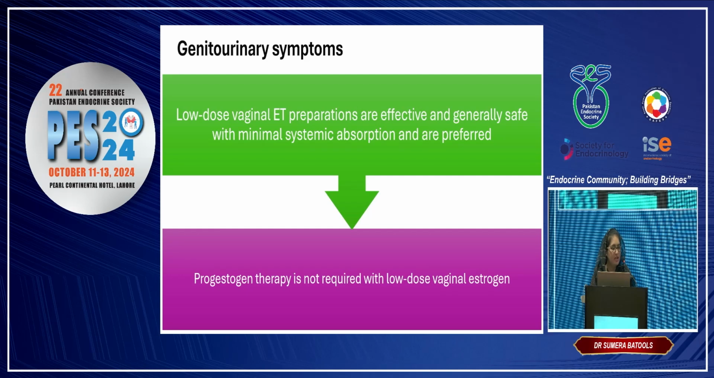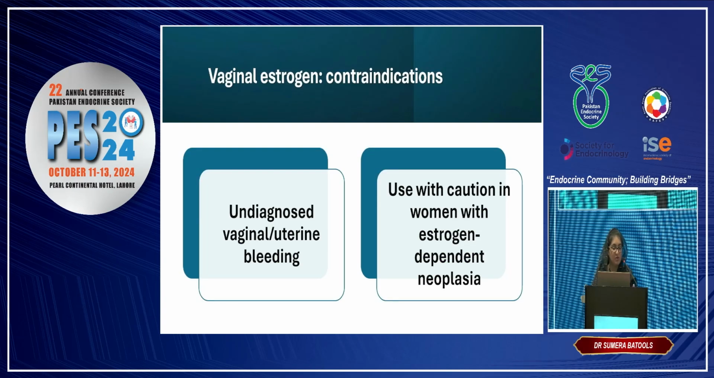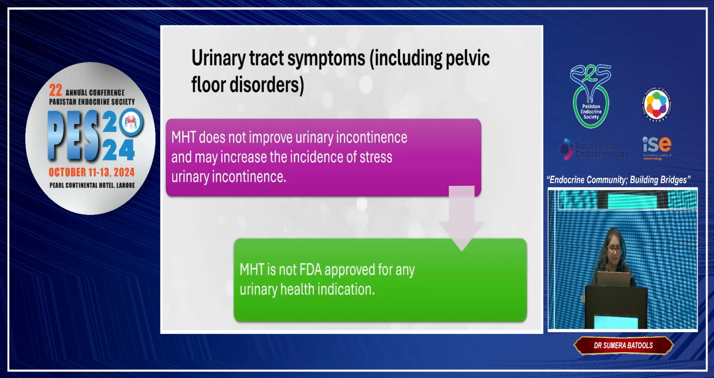If we talk about the genitourinary symptoms, low-dose vaginal estrogen preparations are very effective with a low risk of side effects. In fact, because they have little systemic absorption, they will not act on the endometrium and will not cause endometrial hyperplasia. So progesterone is not required along with vaginal estrogen. Vaginal estrogen preparations do not cause an increased risk of breast cancer, cardiovascular disease, thromboembolism, or endometrial hyperplasia. However, they should be used with caution if the woman has undiagnosed vaginal bleeding or is at risk of developing estrogen-dependent neoplasias.